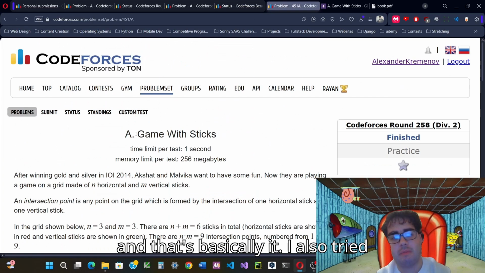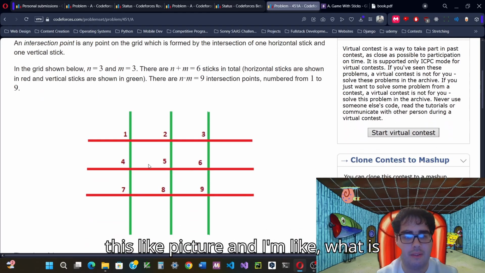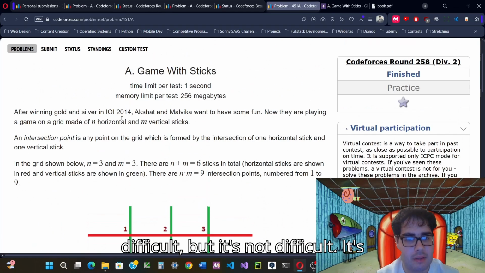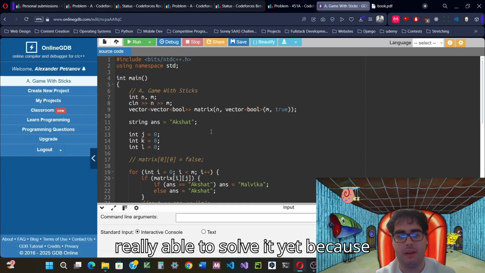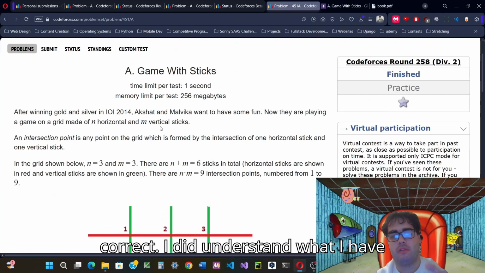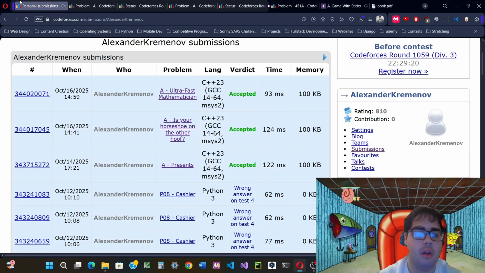I also tried this problem and I also got kind of intimidated by it because I saw this picture and I'm like, well, what is this grid? It's probably gonna be difficult, but it's not difficult. It's only a 900 rated problem, but I wasn't really able to solve it yet because something in my logic here is not correct. I did understand what I have to do and I'll just spend a little more time on it and try to solve it.